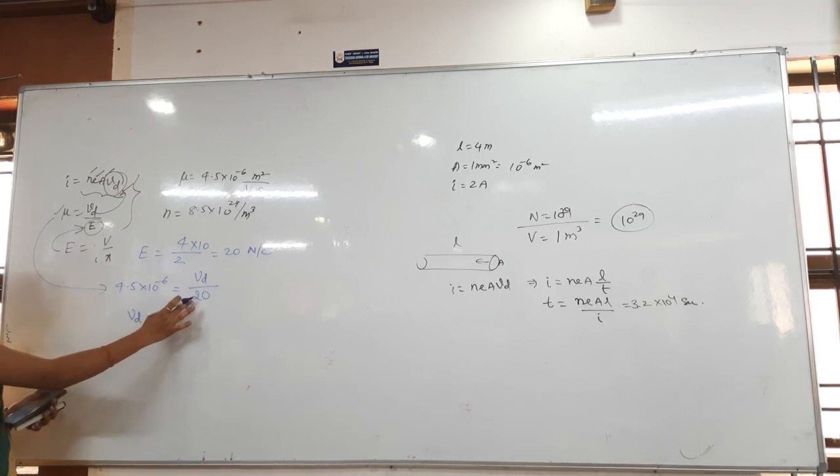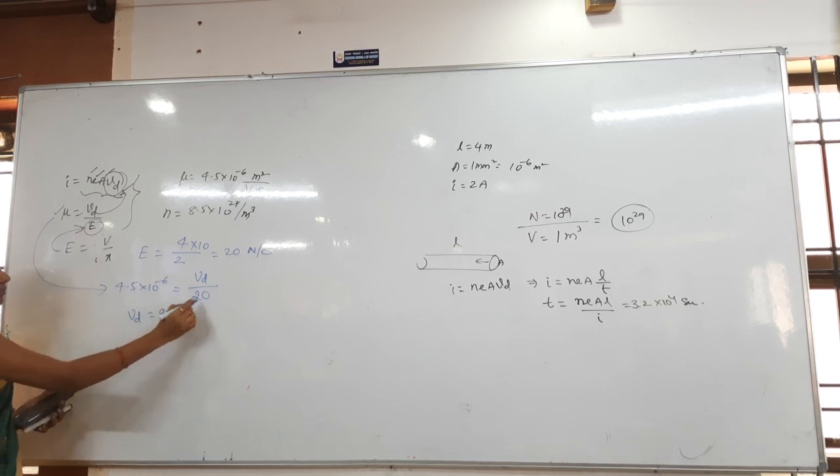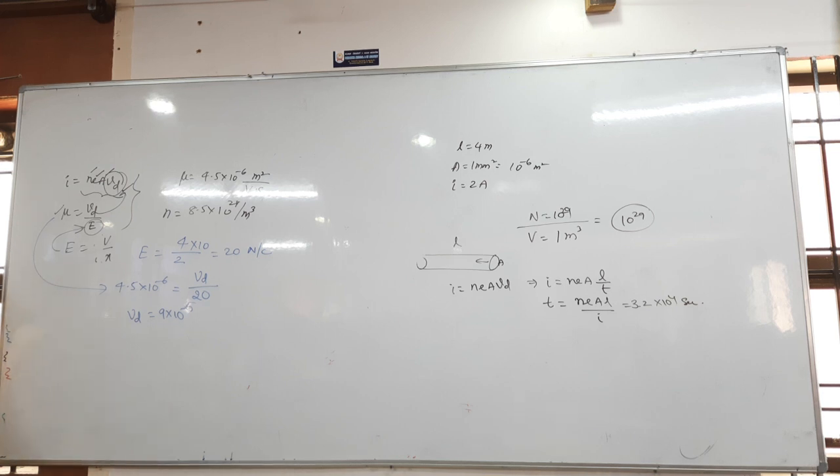So Vd is 9 into 10 power minus 5. Now you substitute this Vd value here, then you will get the answer directly. The answer is approximately 1.2. Correct?